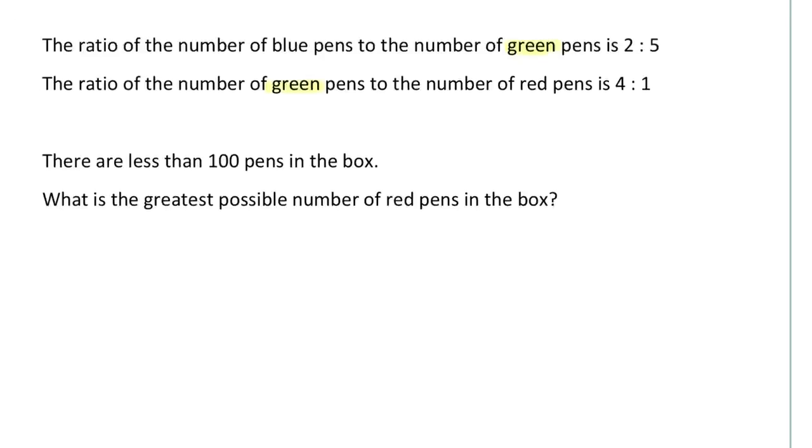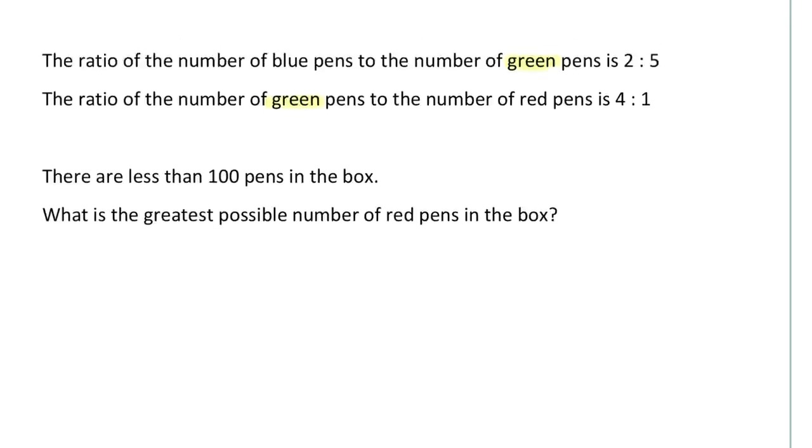Whenever we have that, it's always good practice to make that number the same and write it as a 3-part ratio. In the first one, the green is a 5. In the second one, the green is a 4. So if I multiply these to make them the same number, the lowest common multiple of 4 and 5 is 20. I would multiply the top ratio by 4, which would give me 8 and 20. And the bottom ratio I multiply by 5, so that would give me 20 and 5. Remember, if I multiply one part of the ratio, I multiply it all by the same thing. Now that number for green is the same in both.